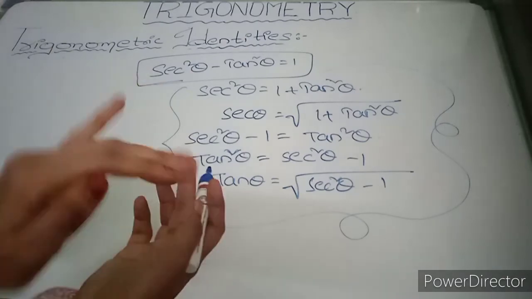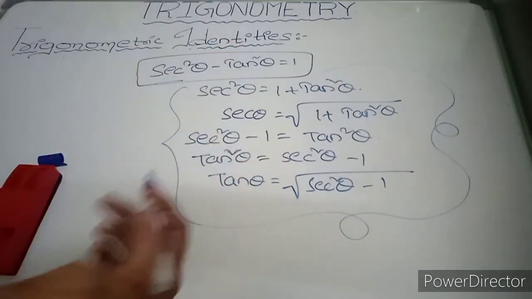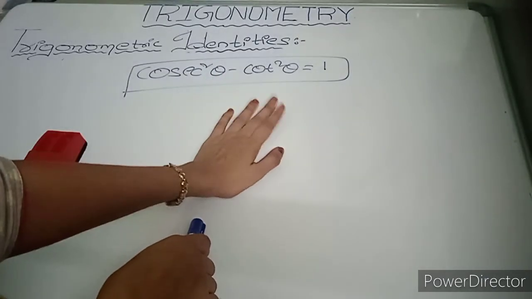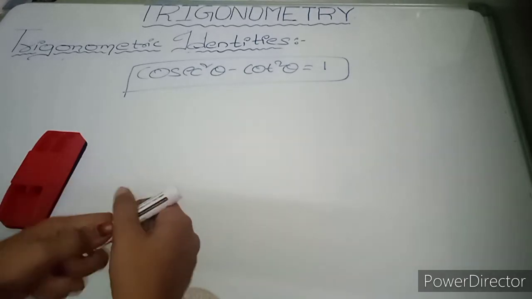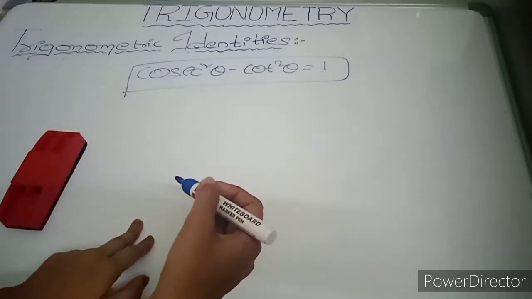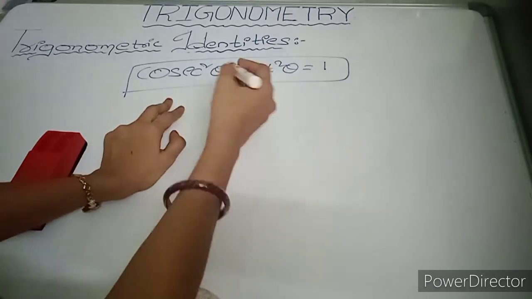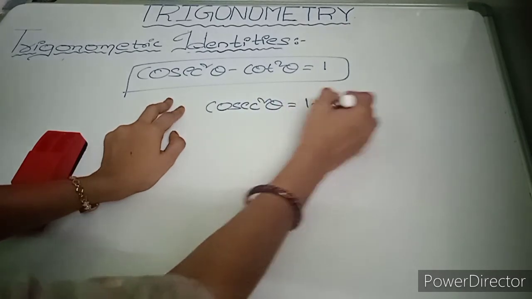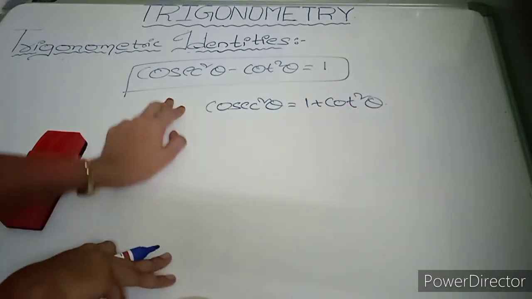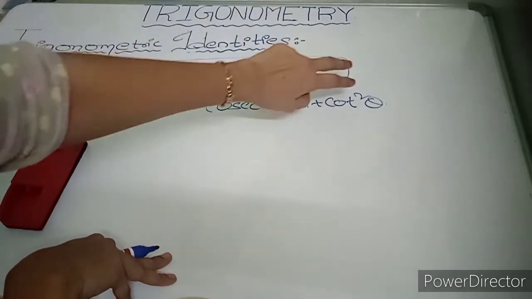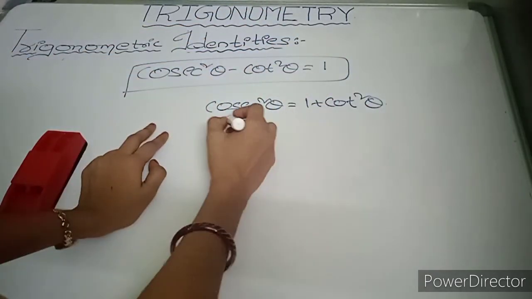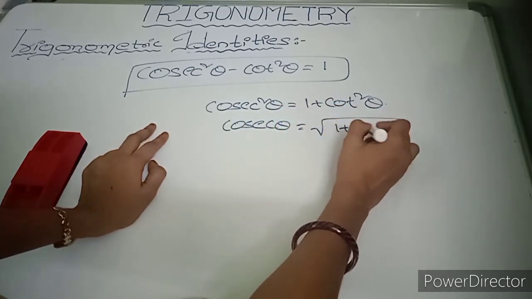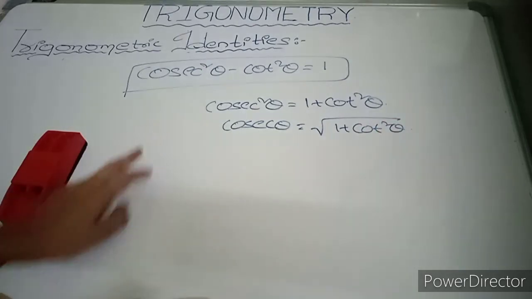And next is about cosecant and cot. So this is the third identity. Cosecant square theta minus cot square theta is equal to 1. From this identity we are going to write the remaining identities. Cosecant square theta is equal to 1 plus cot square theta, because we have shifted this minus cot square theta to the right side. Now cosecant theta is equal to square root of 1 plus cot square theta.